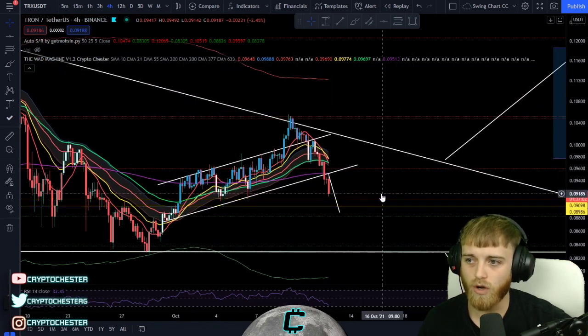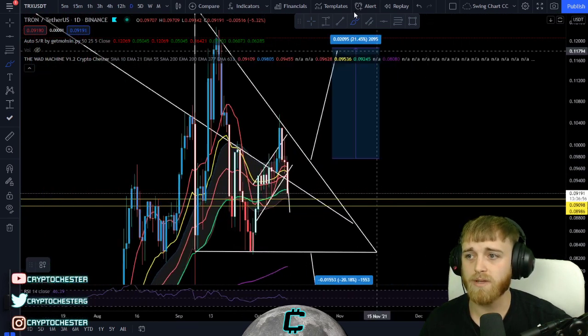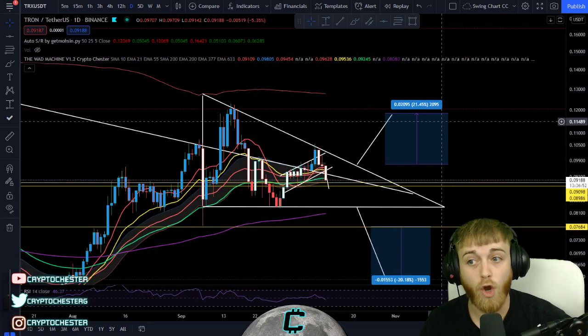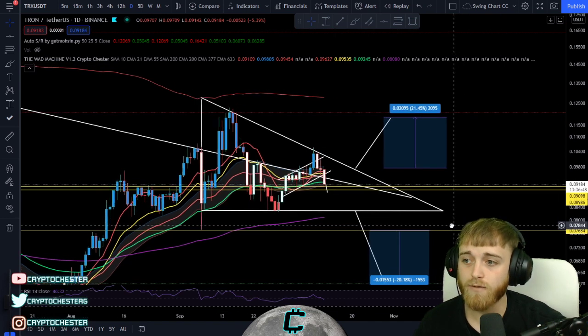So yeah, not looking too hot, but if you do see a nice bounce point, a nice reversal, as I was saying there on the daily chart there, guys, we've got potential for a humongous move in terms of a long position there to be thinking about for the future. But yeah, that's going to be it from me. That's going to be it from Tron.